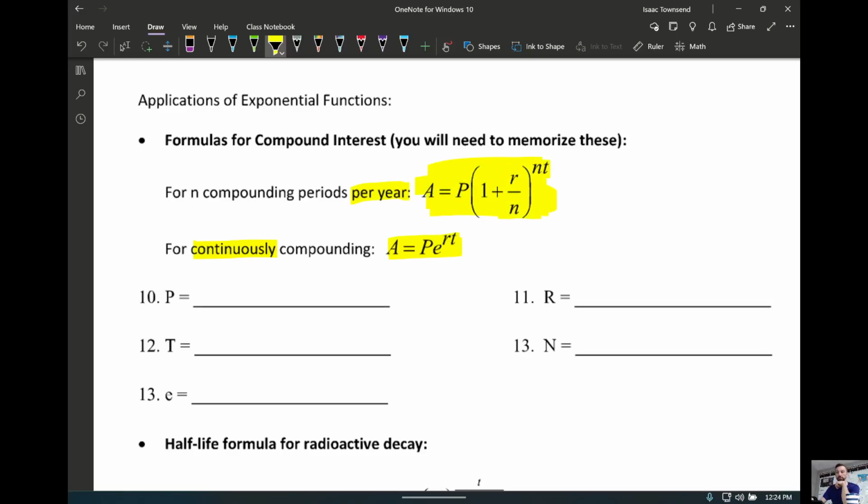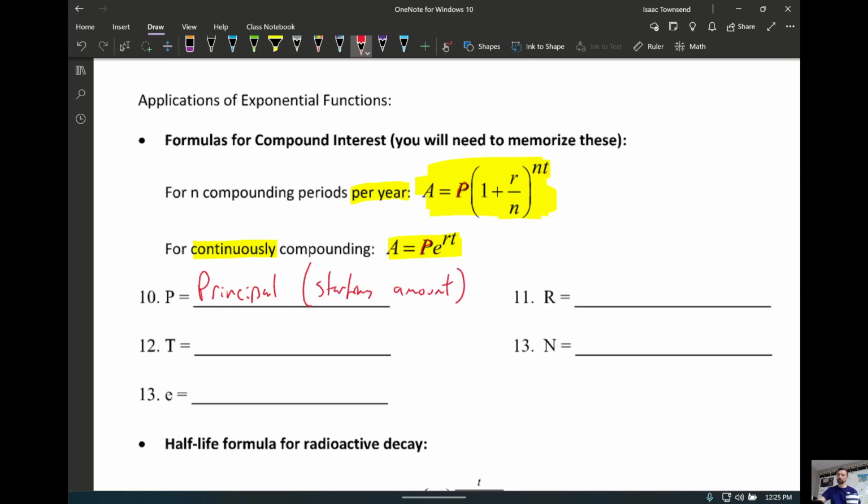Sometimes students call this the print formula because it almost kind of looks like the word print. That's not a real thing. That's not its real name. So we'll practice some questions with those on worksheet 1, but what you need to notice is both of these have a P in them. P stands for principal, or the starting amount.